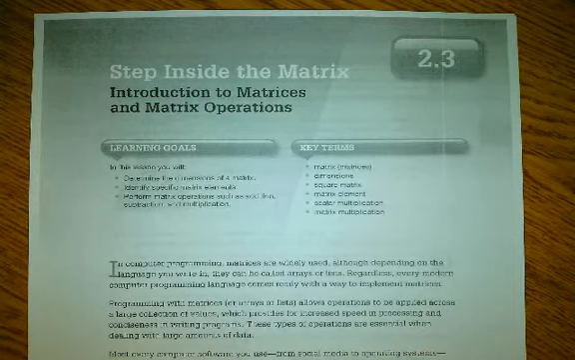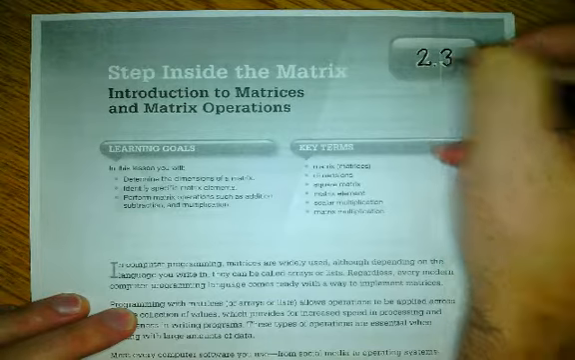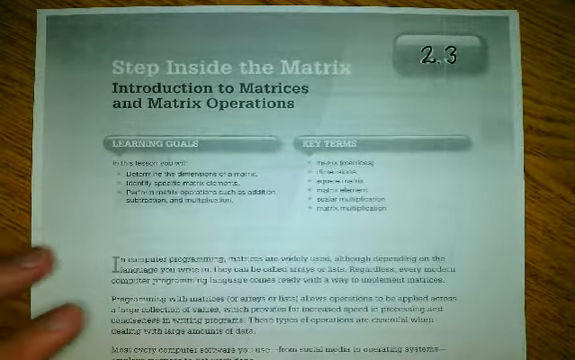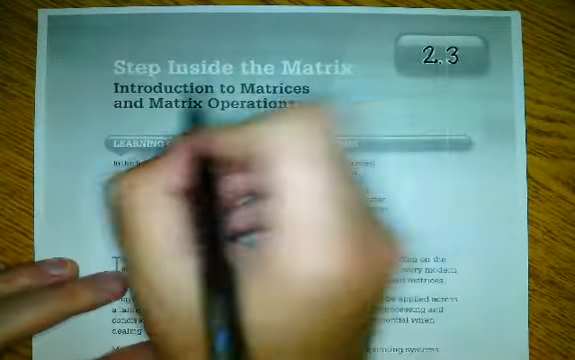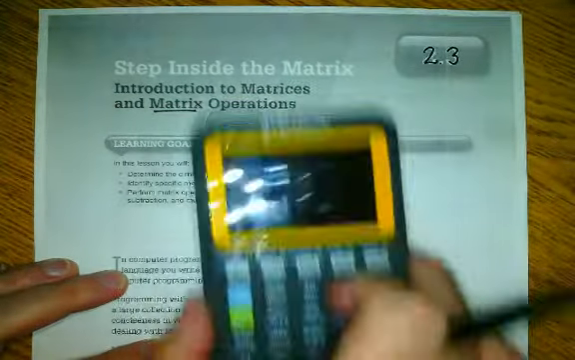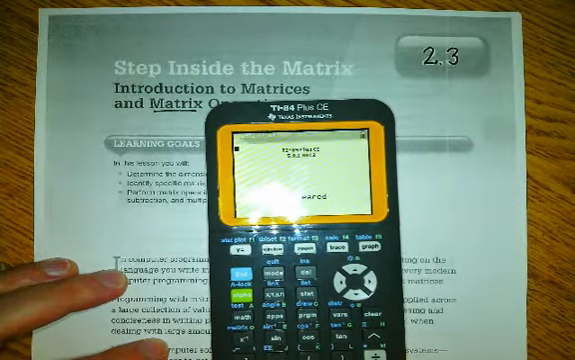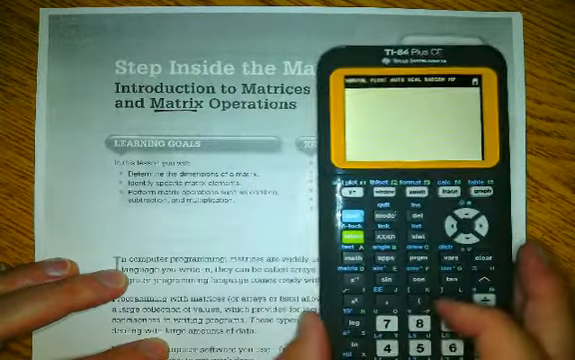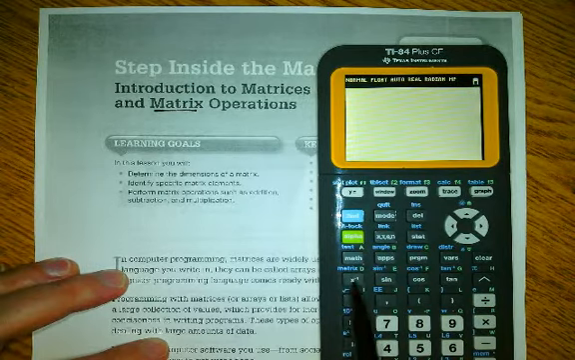Okay, today we are looking at 2.3 in your textbook. 2.3 is on page 117, and we are going to be talking about today using what's called a matrix, and you're going to need a calculator, so make sure you have a calculator, and I would suggest, as always, you clear that calculator.